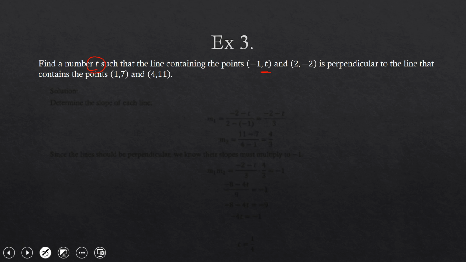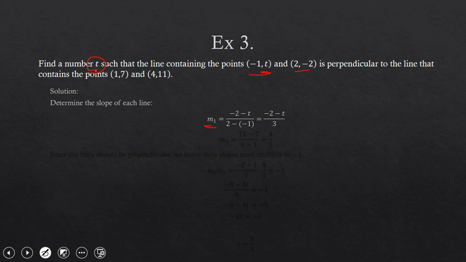Okay, so how do we go about this? Well, we need to find the slope of each line again. So it all revolves around the slope, except one of our slopes depends on t. So let's take a look at which one that is. Here's m1, the slope for the first line: (-2 minus t) divided by (2 minus -1). And so this slope, m1, actually just depends on t. It's like a little expression involving t.